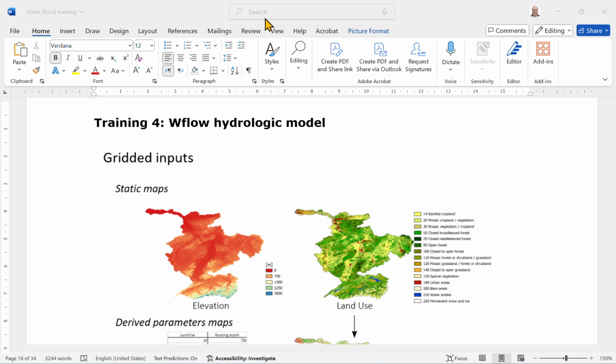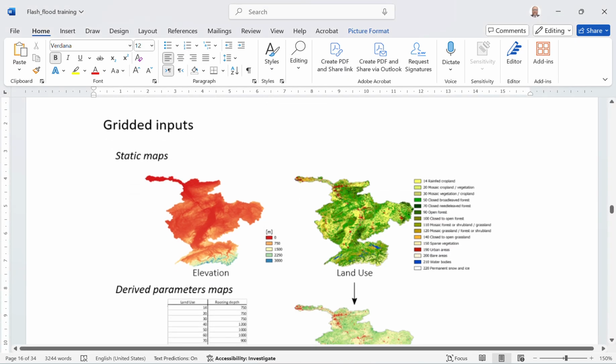Good morning, everyone. This is our fourth training. It is about the Wflow hydrologic model. We are going to talk about different gridded inputs. So we will start with the static map.